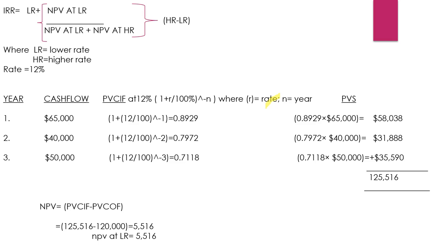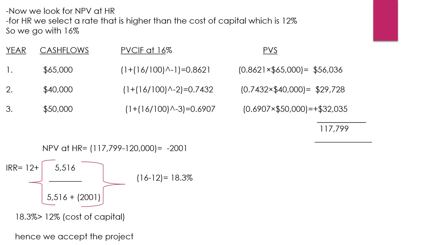So we have determined the NPV at the lower rate. So the NPV at lower rate, the answer is 5,516. So now from here we're going to calculate NPV at higher rates. I'm going to show you how. The formula is similar.